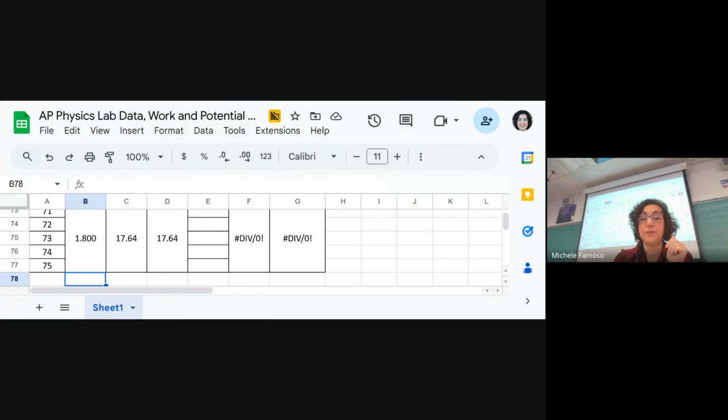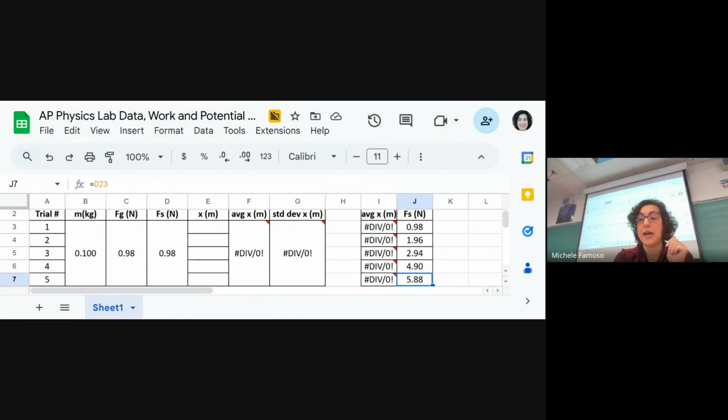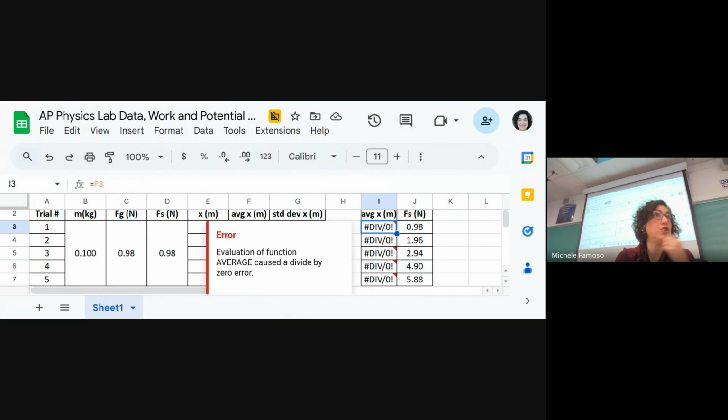Once you've done that, to get the spring constant, you're going to use the summary data table too, which shows the force on the spring versus the average change in the length to determine the spring constant. And your group should remember how to get the spring constant with the force and the average length.